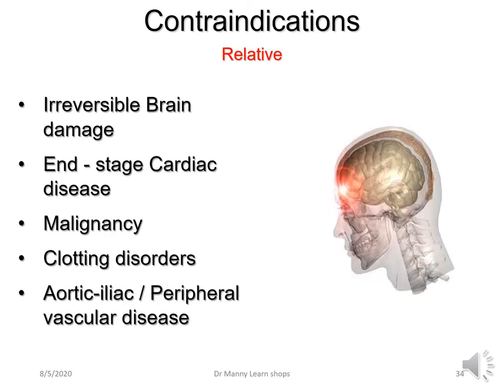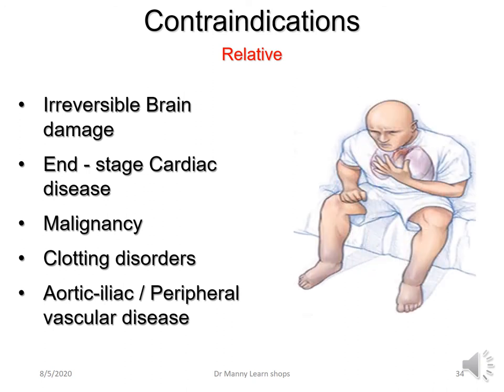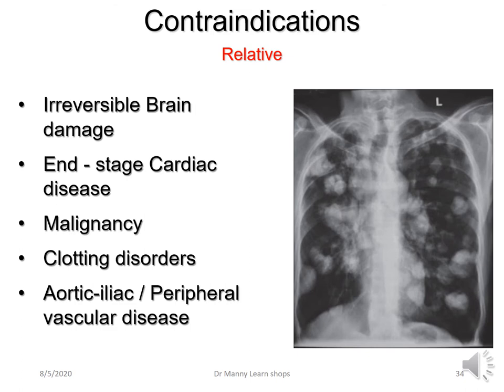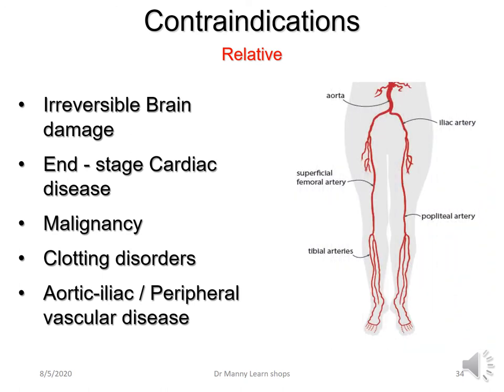Then you've got relative contraindications that I guess are at the decision of the physician caring for the patient. And this could include irreversible brain damage, end-stage cardiac disease, malignancies, bleeding or thrombotic disorders, and aortic or iliac or peripheral vascular disease. But this is a decision that the physician caring for that patient will make.